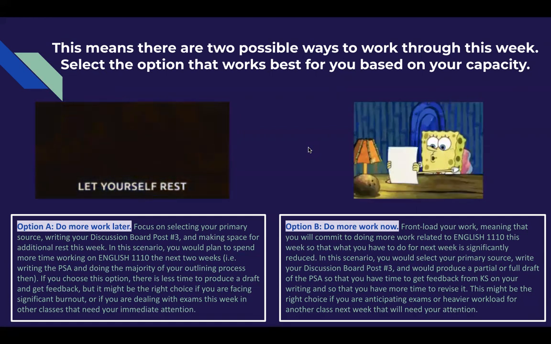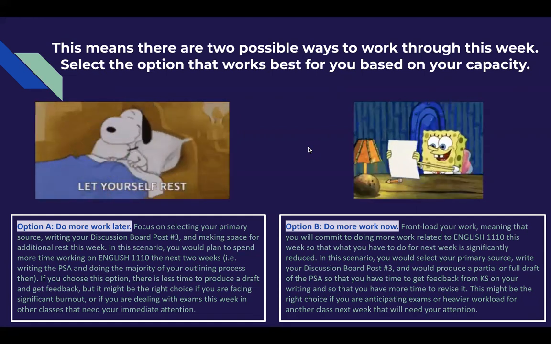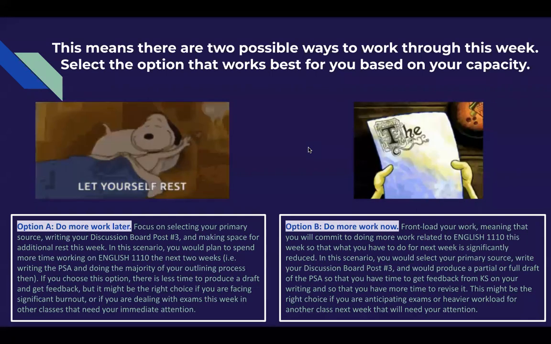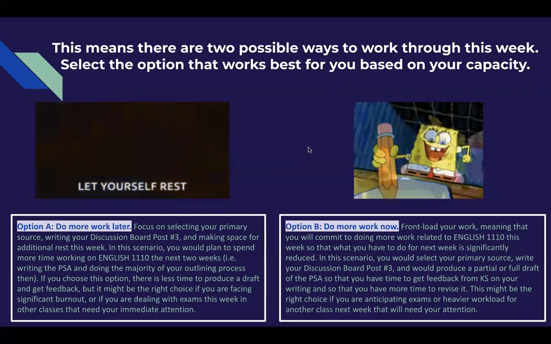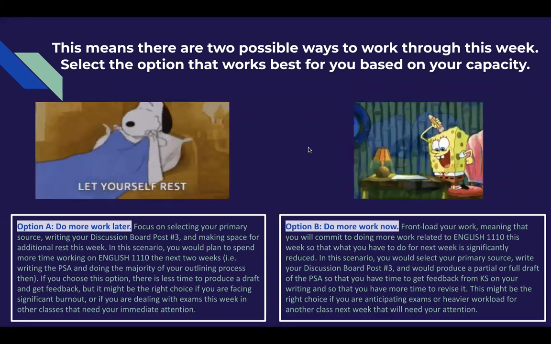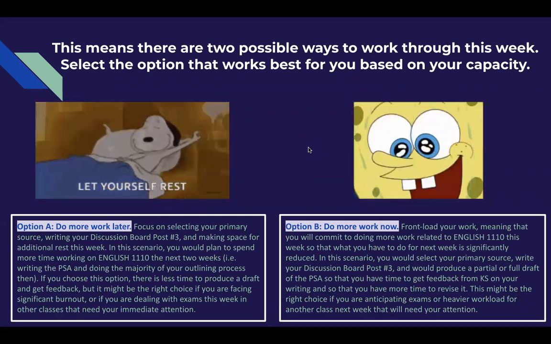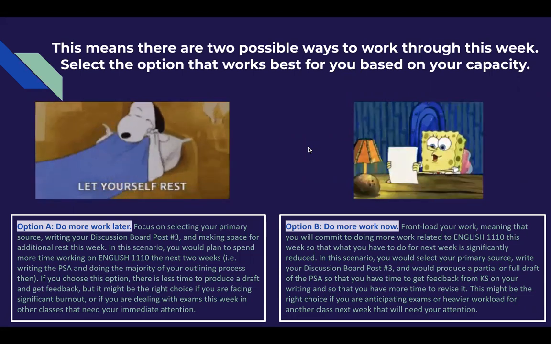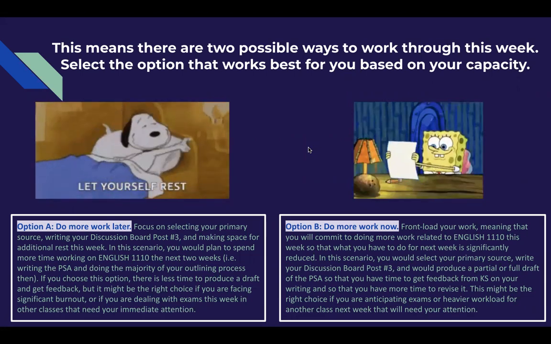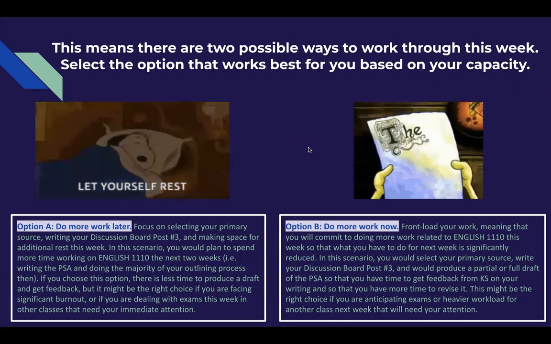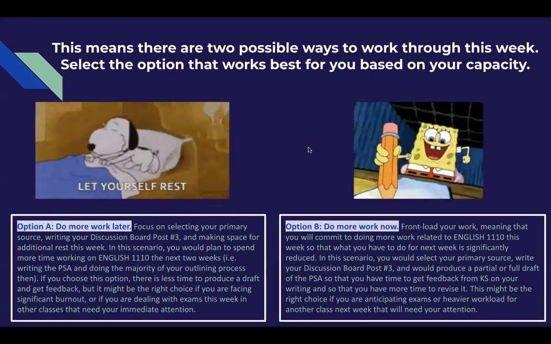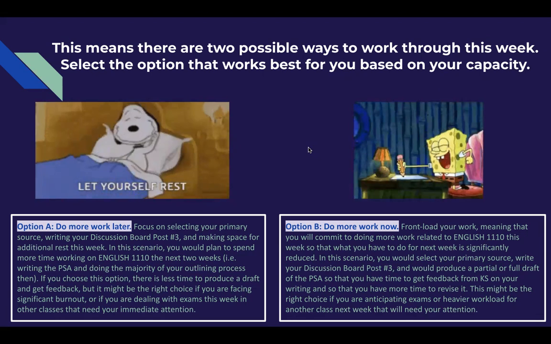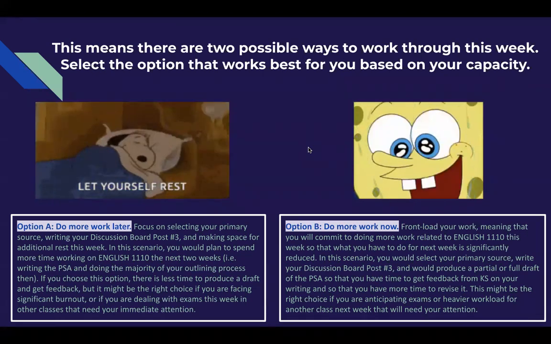So with option B, and again, you don't have to hold yourself strictly to either of these plans. You can modify them to work in a way that works best for you. But with option B, the idea here would be that you would really prioritize getting as much work done as possible this week. Now, sometimes with this work plan, students have chosen to just do discussion board post 3, be aware of what their primary source is, consult the lectures and leave it at that, and just think about the PSA in its entirety next week.